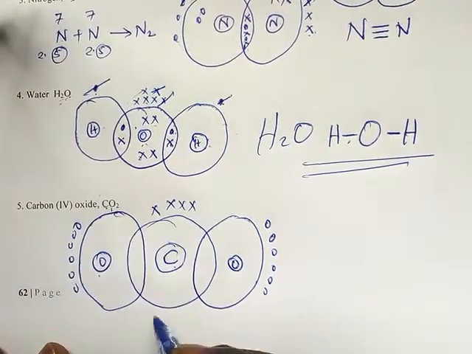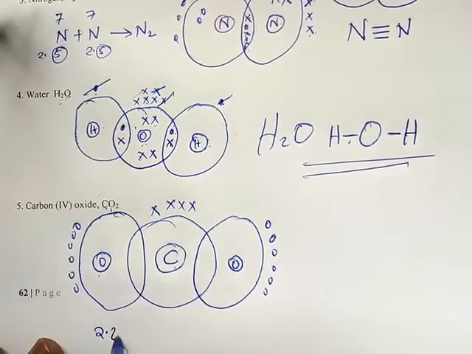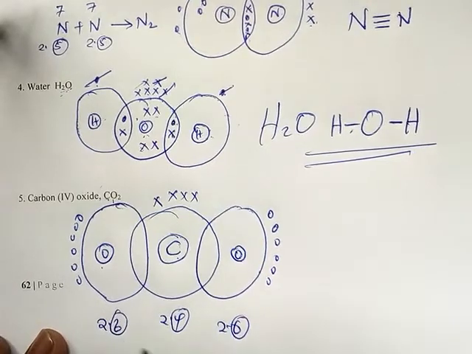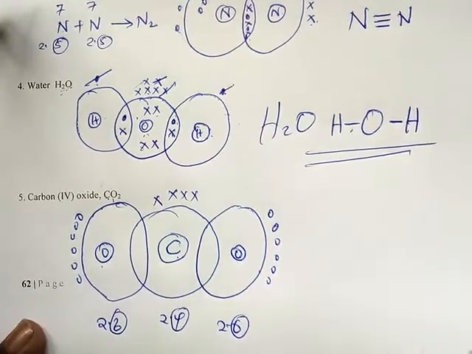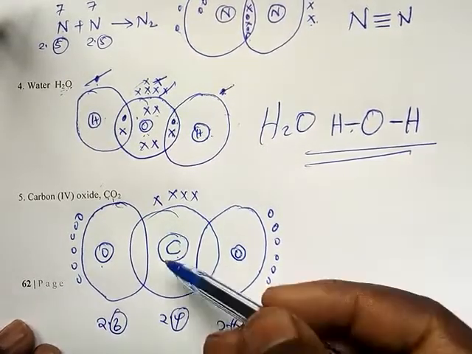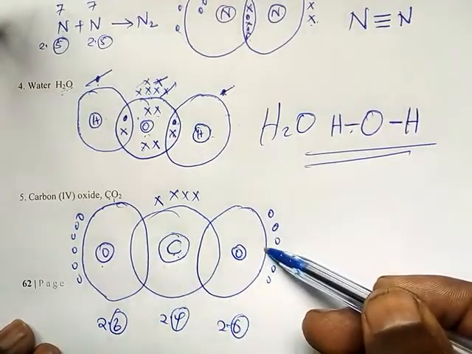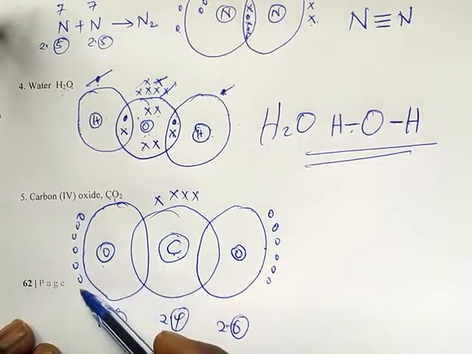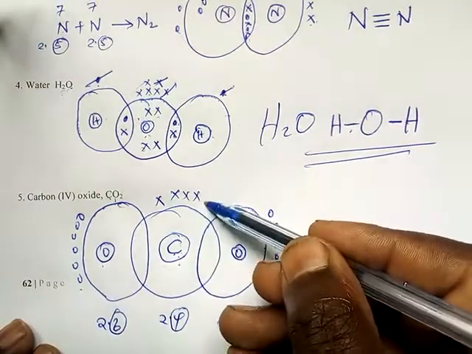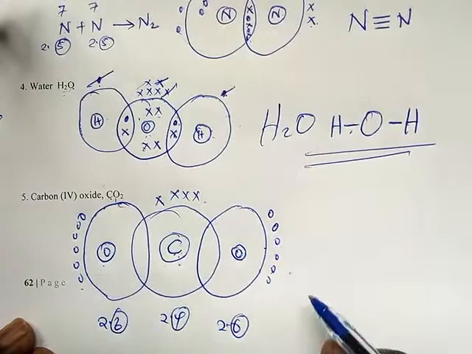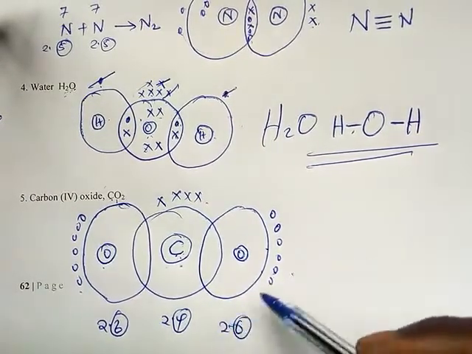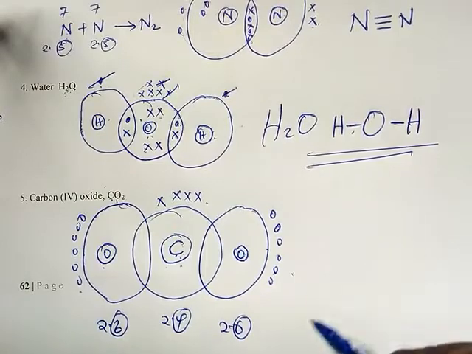Remember, oxygen is atomic number 8. That is 2 to 6. This one is 2 to 4. We consider the outermost energy levels only. So what will happen? Carbon is not willing to give electrons. They cannot give. So this one, oxygen, also needs 2 to be stable. Carbon needs 4 to be stable. This one needs 2 to be stable. So there's no atom here that is willing to give. So they end up sharing electrons for them to be stable.